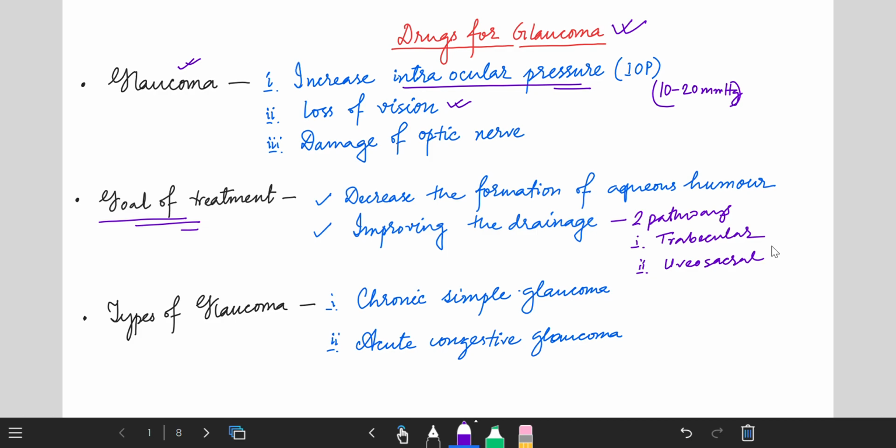Okay. Now, what are the types of glaucoma? Glaucoma actually has two types. You can see here chronic or simple glaucoma and acute. Chronic glaucoma is also known as wide angle glaucoma. Okay, and acute congestive glaucoma, also known as narrow angle or closed angle glaucoma. For chronic or simple glaucoma, pharmacological treatment is preferred. But for acute congestive type of glaucoma, surgical management or laser iridotomy is preferred. Okay.